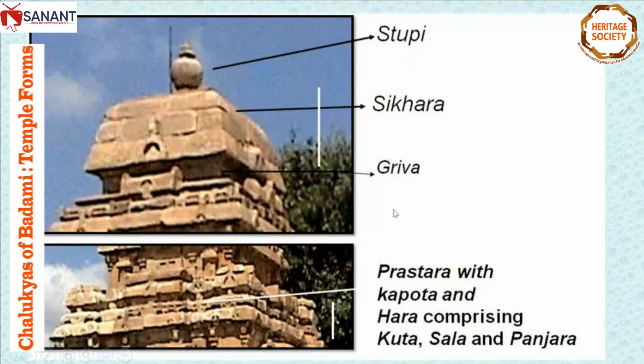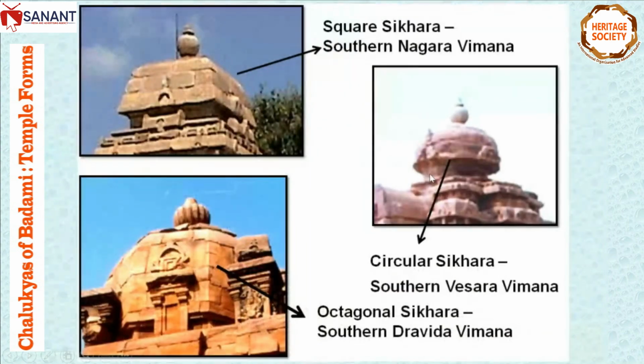So in the case of the Dravidian temples, depending upon the shikhara form, shape, that is square. If it is square, it will be called Nagara Vimana. If it is circular, it will be called Vesara Vimana. If it is octagonal, it will be called a Dravida Vimana. So these are represented in the Chalukyan temples themselves. So this one, for example, at Pattadakal, this one at Badami, and this one, of course, again at Pattadakal.